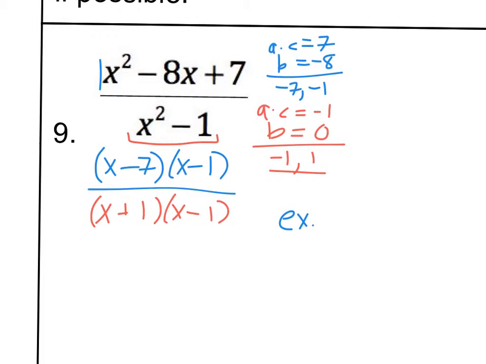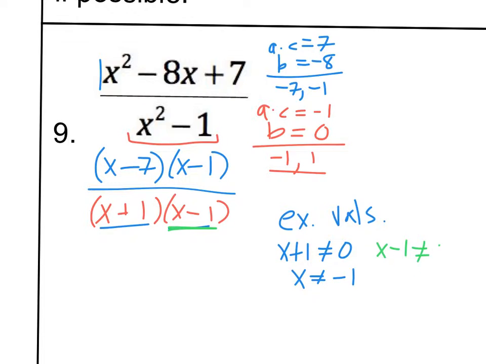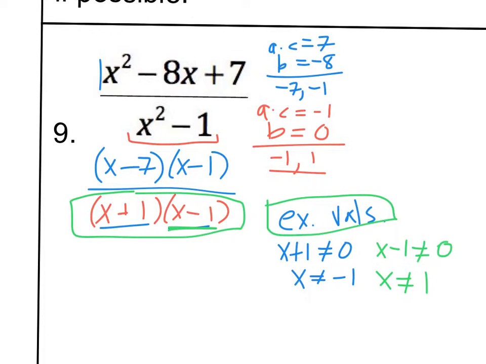Next up, we got our excluded values. Whatever would make the denominator equal to 0, so in this case, x plus 1 cannot equal 0, which means that x cannot equal -1, and x minus 1 cannot equal 0, which means that x cannot equal positive 1. Big idea here is that we only look for excluded values in the denominator. We don't care about the numerator at all. These are just places that we're dividing by 0. And then finally, I'm going to cancel out my x minus 1s, leaving me with the final answer of x minus 7 over x plus 1.